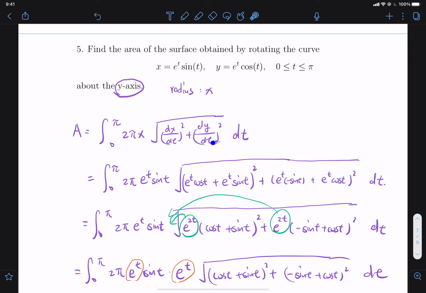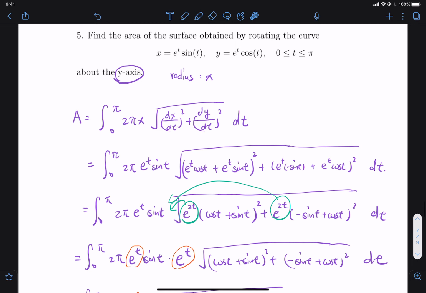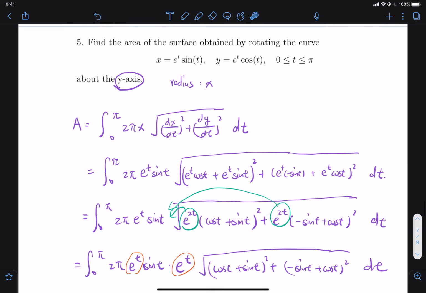Previously, what we did was use 1 plus dy over dx squared dx, or 1 plus dx over dy squared dy, depending on the situation. But in this case, since it's more convenient to express both x and y in terms of t, we're going to use this form just like in the fourth question. Okay, so this is dx over dt, dy over dt, dt, and the bounds here of course correspond to the bounds here.